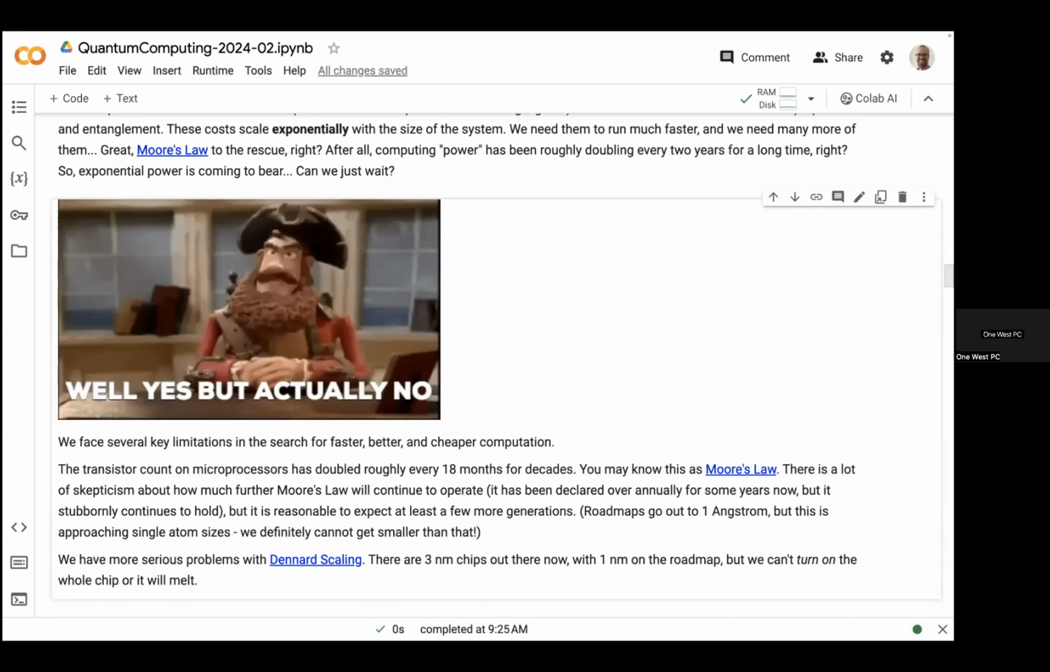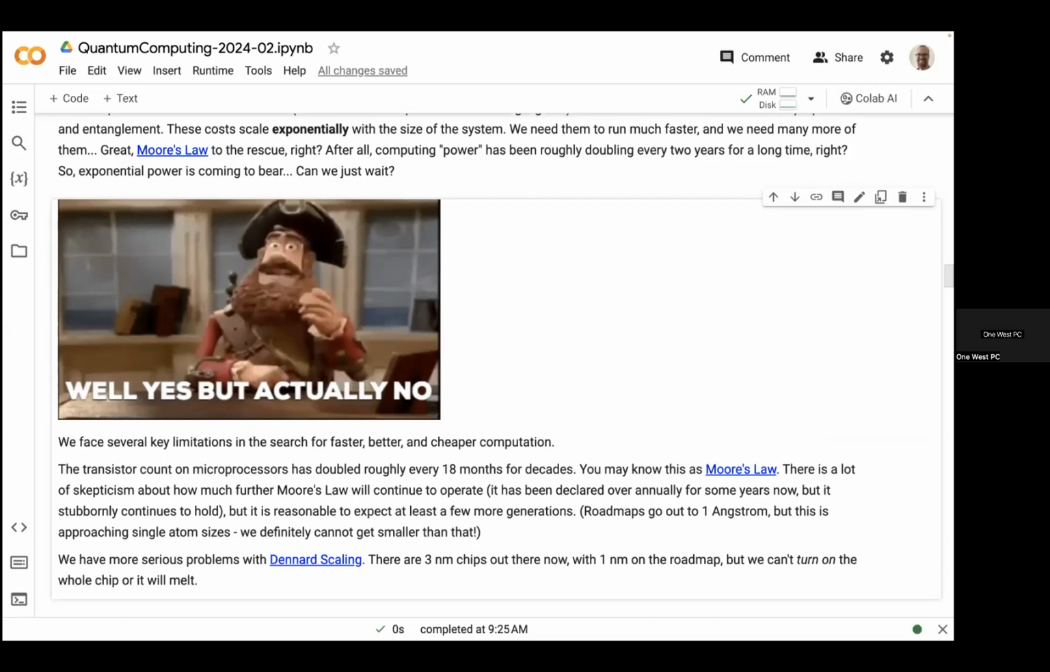We're running into limitations on Moore's law, right? So for about 5 or 10 years, people have been saying Moore's law is dead, and it keeps surviving. So I'm not going to call it dead yet, right? But there's a lot of skepticism on how much further it can operate, right? So we're down to, I think, 3 and 1 nanometer spacings basically between transistors now. And if you look at Intel's roadmap, it goes out to 1 angstrom at this point. And this is starting to get really close to single atom sizes, right?